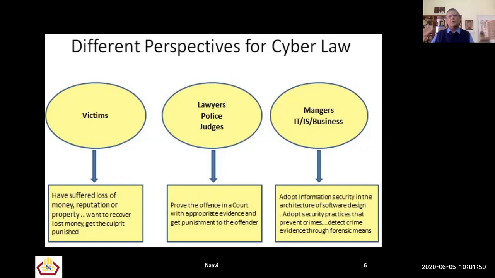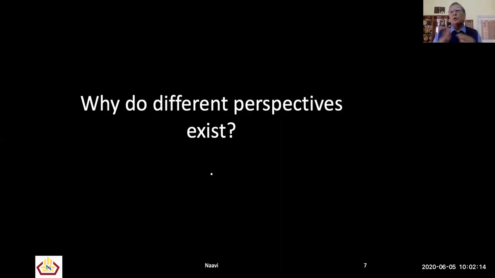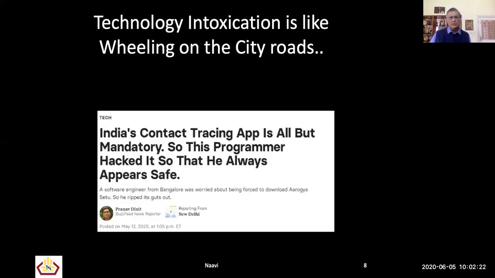Because of these different perspectives, the study of cyber law by a lawyer is different from the study of cyber law by an engineer. Okay, so since you are all engineers, don't study it only from the perspective of a lawyer, study it from the perspective of a techno-legal legislation. Now, why do these different perspectives exist? I have to share with you some of my thoughts.